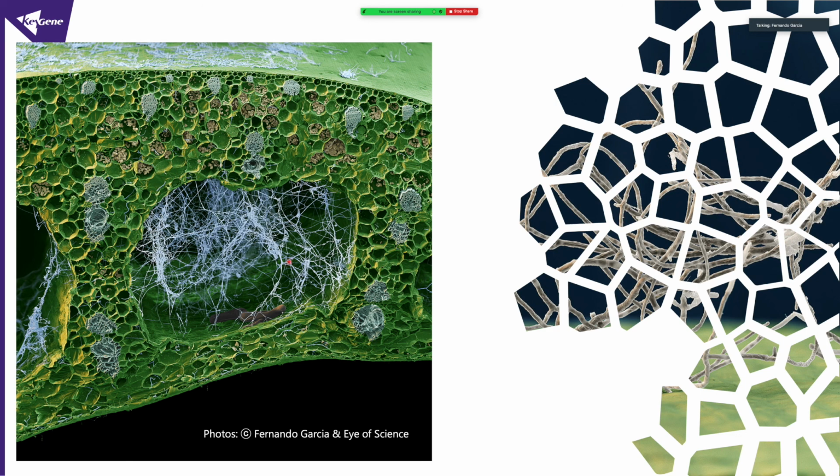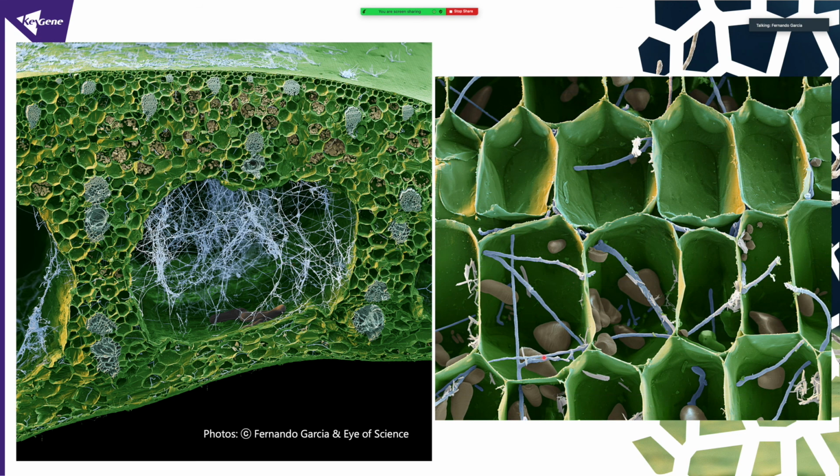But not only the empty areas. It's been proved now that Fusarium also pierces and crosses the cell wall, as you can see here in many of these cells, where Fusarium is just crossing.